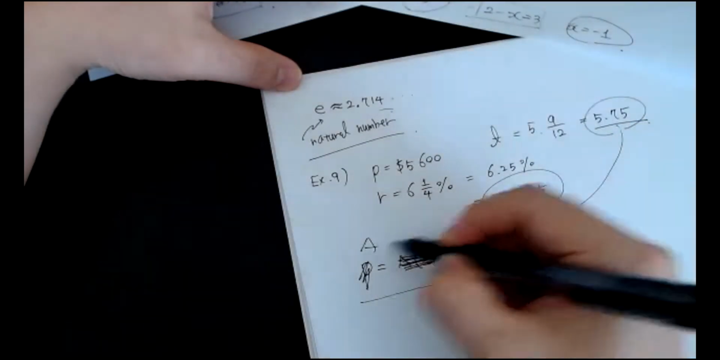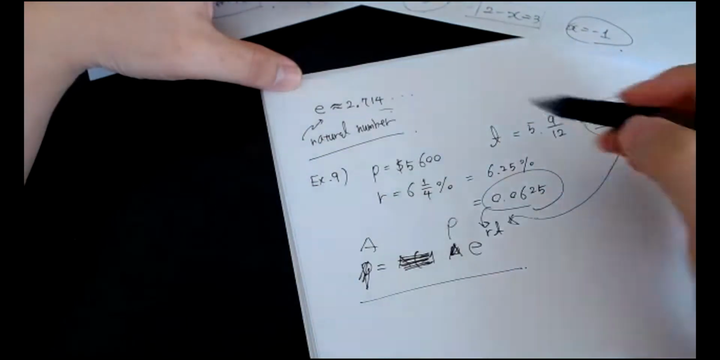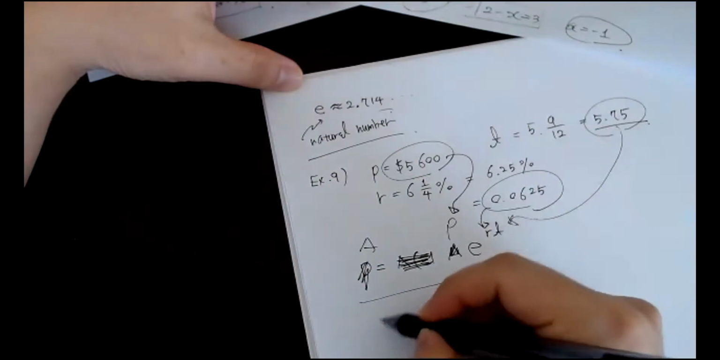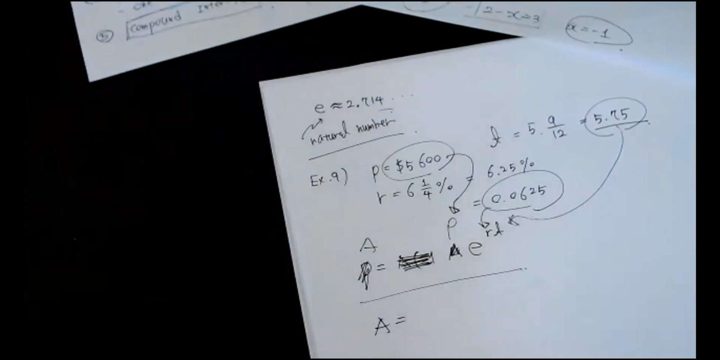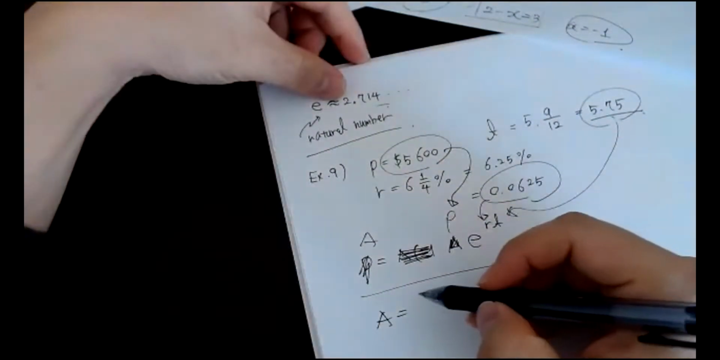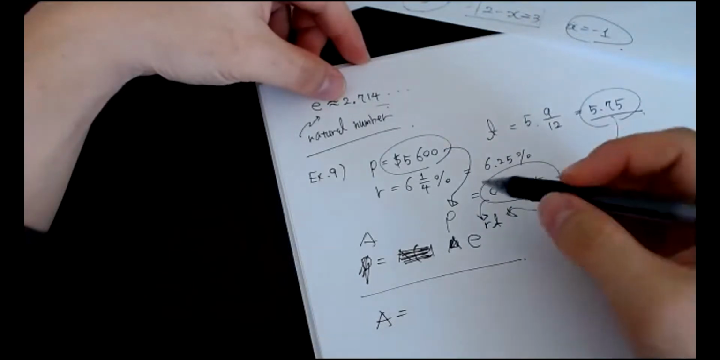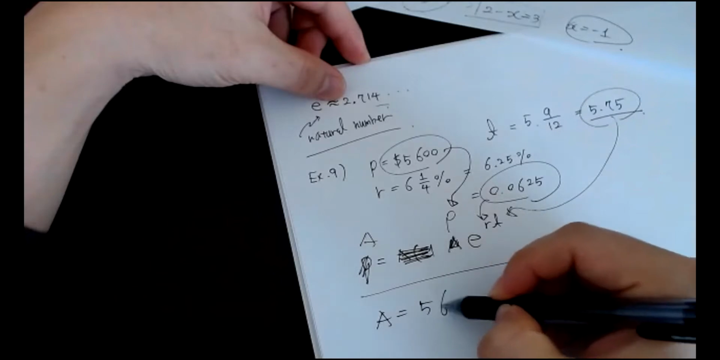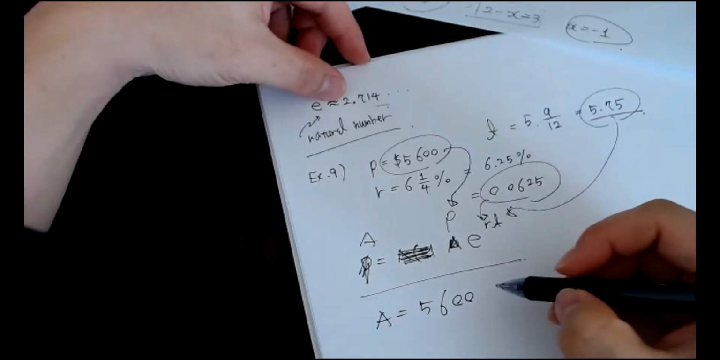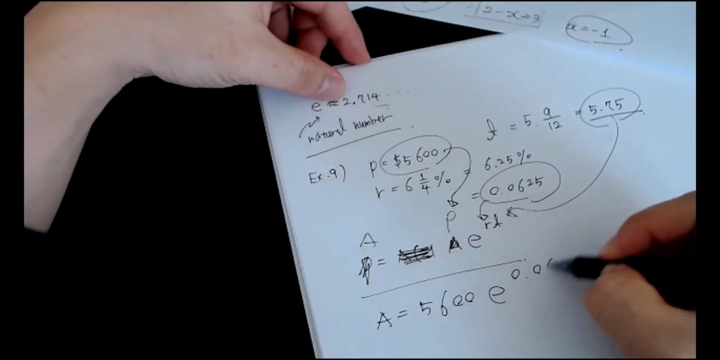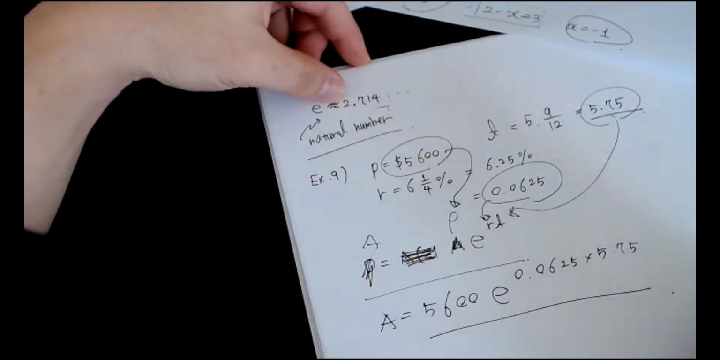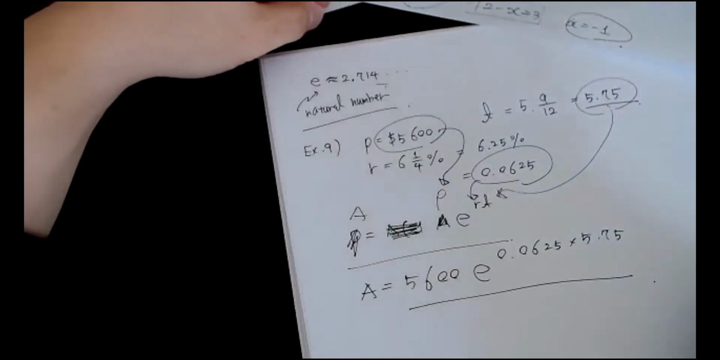This should be A, right? This should be P, sorry. We plug the principal P in right here. So the amount after investing with these parameters is going to be 5,600 times e to the 0.0625 times 5.75. Okay, so keep in mind this.